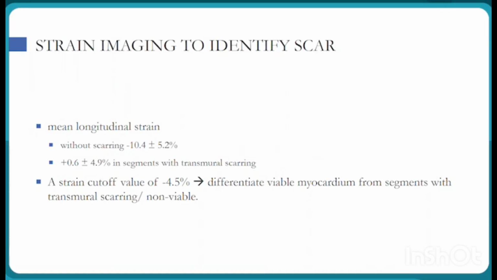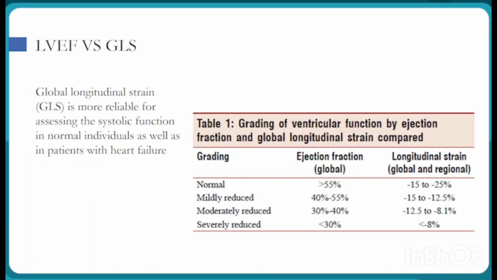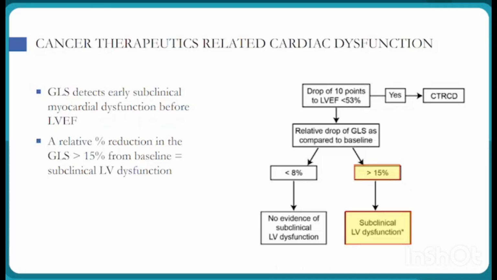So a mean longitudinal strain without scarring around -10 is considered viable, whereas values more towards positive, more like plus 0.6 or even up to about -5% in segments with transmural scarring, are considered non-viable. So a strain cutoff value of -4.5% is used to differentiate viable versus non-viable myocardium. Now comparing LVEF with GLS, a global longitudinal strain is more reliable for assessing the systolic function in normal patients as well as in patients with heart failure.